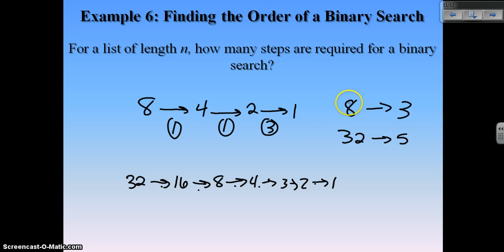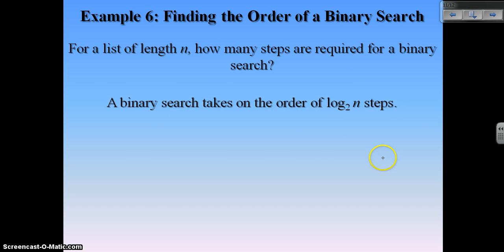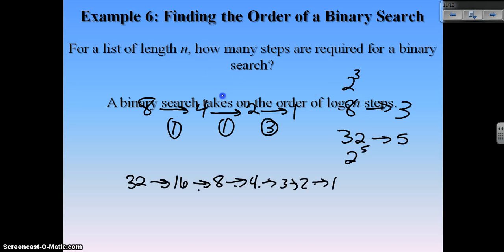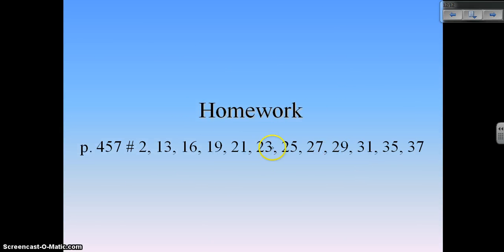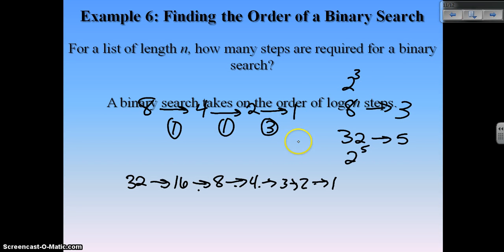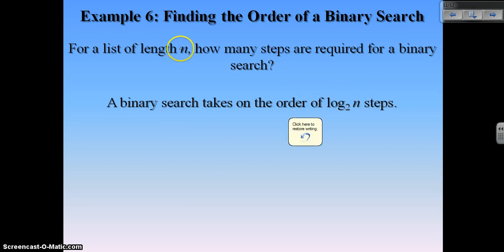Well, I know that 8 is 2 to the 3rd. I know that 32 is 2 to the 5th. So what's the relationship between these two? And let me make all this ink disappear. The relationship is this right here. If you do log base 2 of the number of items that you have, that gives you the maximum number of steps required in order to obtain your item.